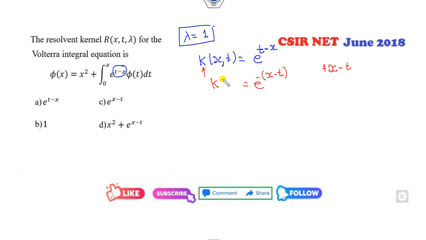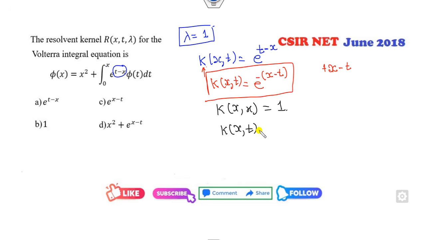Now this is my kernel. Now you can verify those two properties on this equation. What is K of x comma x? It is 1. K of x comma t into K of t comma x: again you can see this is minus x plus t, it is minus of t plus x, which is 1. So all those properties are satisfied.